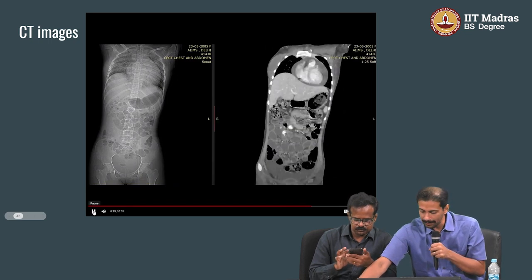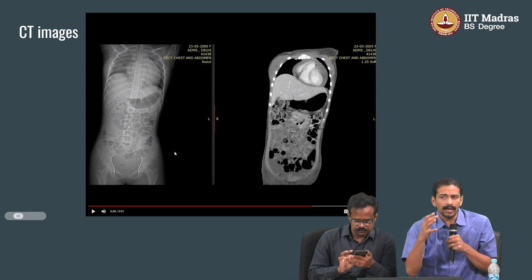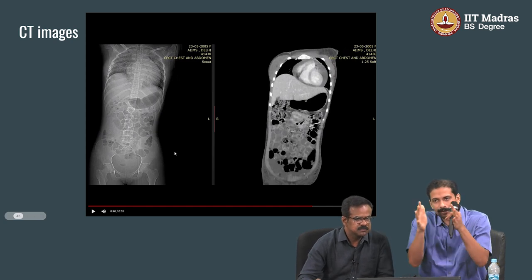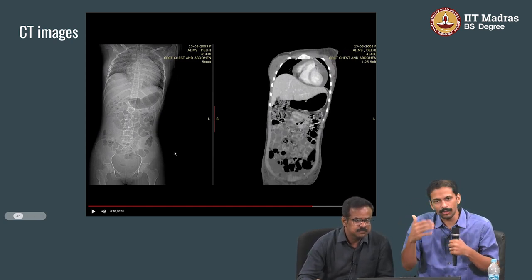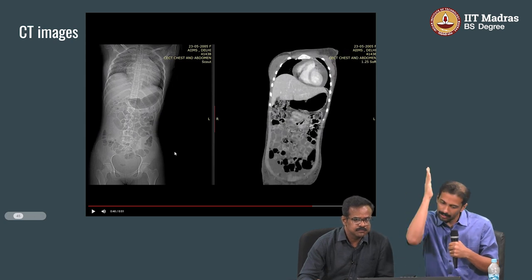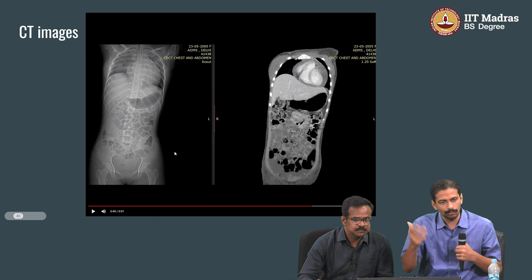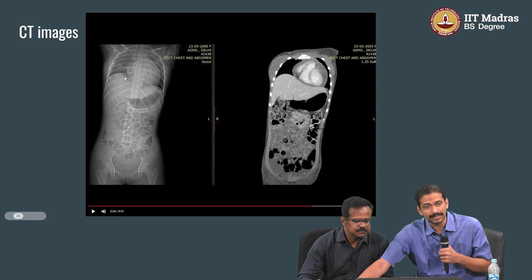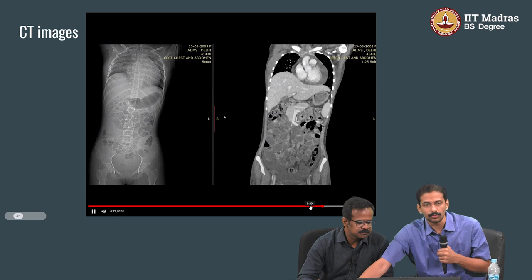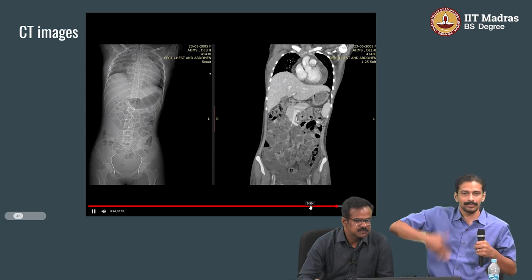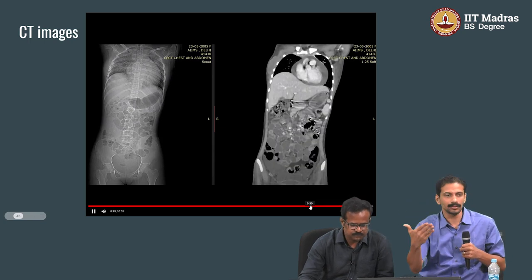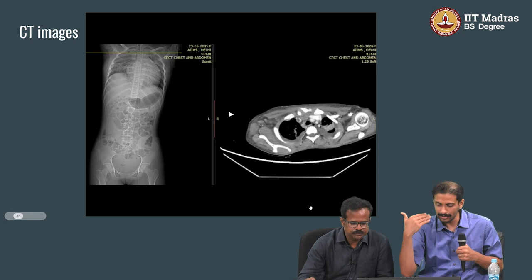And at the same time, as I told you, we have acquired a volume here. We have the entire loaf of bread. It is possible to cut the bread like this, or like this, or whatever way I want to cut it. That is all possible. So from the same data, we can create these images also. This is cut like this and scrolling from back to front or front to back, right?